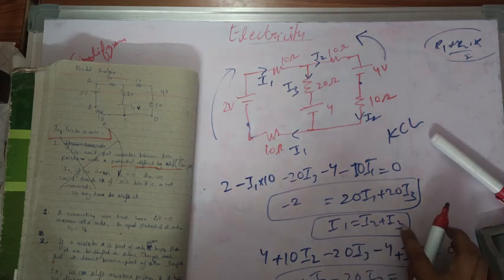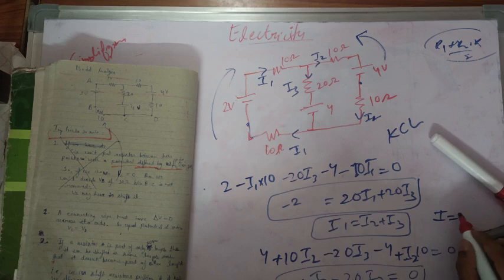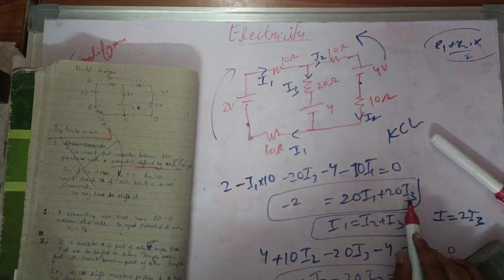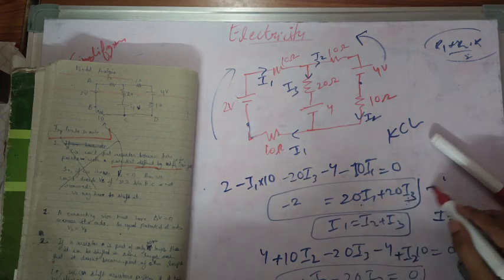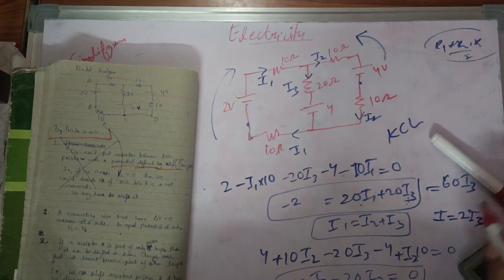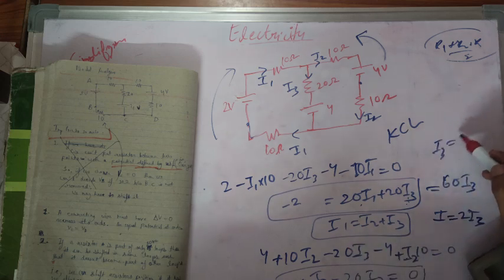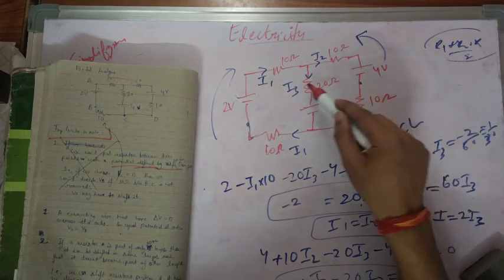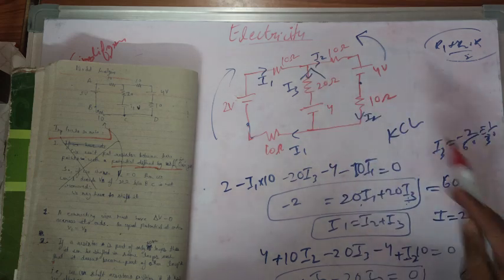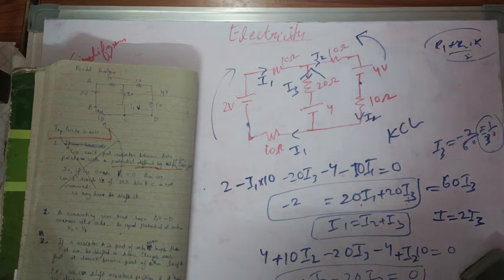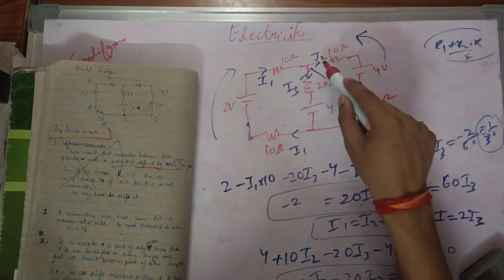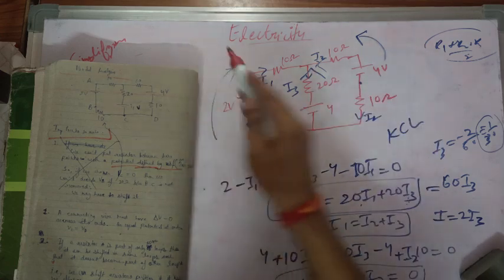Since I2 is equal to I3, I can say that I1 is equal to 2I2 or 2I3. So in this equation, if I put the value of I2 to be I3, then we will get this equal to 60 I3. And the value of I3 will become minus 2 over 60, which is minus 1 over 30 ampere. So the I3 is actually flowing in this direction. We were thinking that it is flowing in this direction, but the value we got for I3 is negative. So I3 is flowing in this direction, and the same magnitude of current is flowing in this direction.